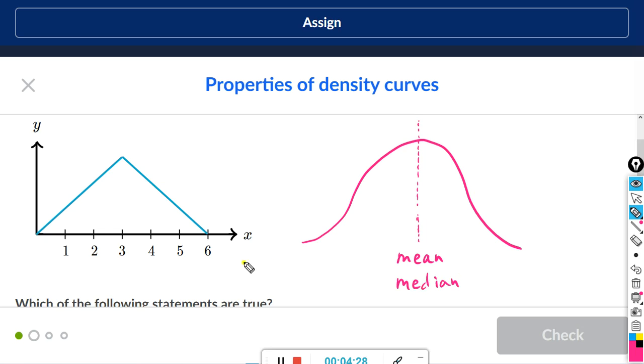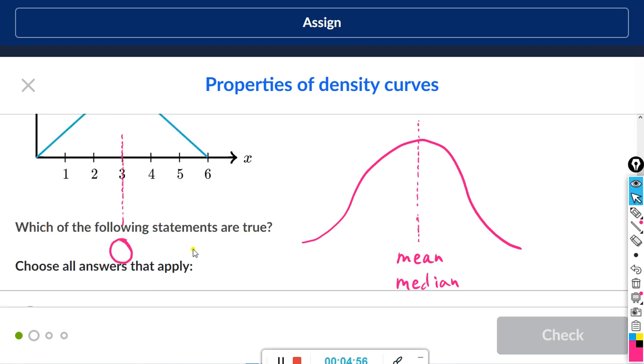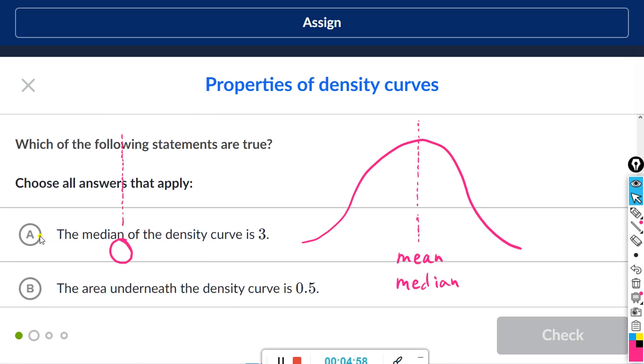All right, so as you can see in this density curve here, it's the same on both sides. It's symmetrical. Okay, so if we went like this, right down the middle, this would be our mean, and this would also be our median. Okay, so that's going to be 3. You can see it's exactly the same on both sides. So right down the middle is the median, and A is true.